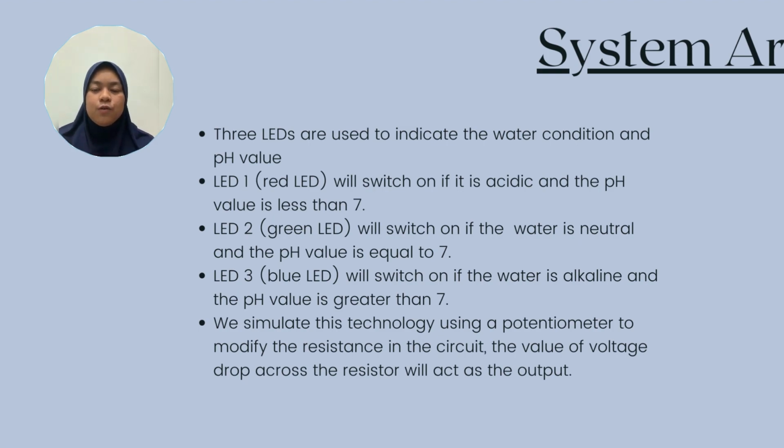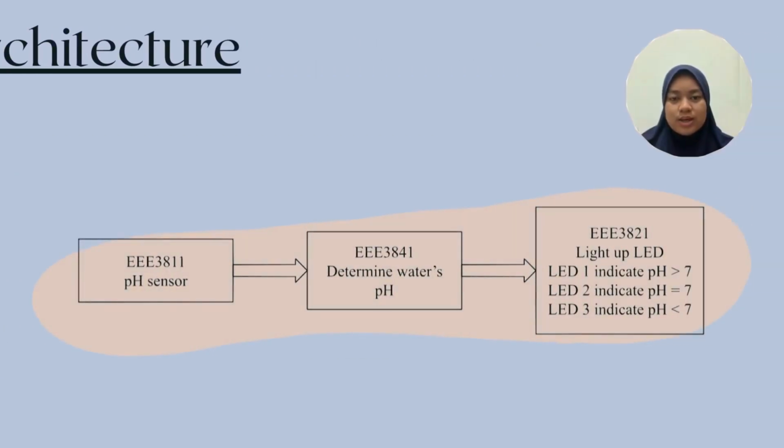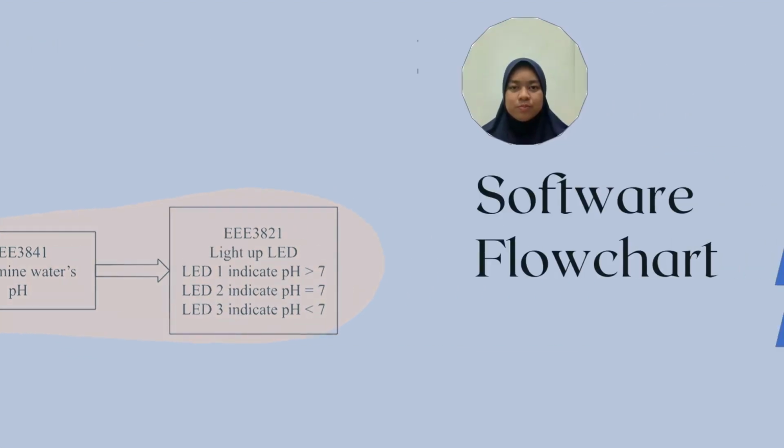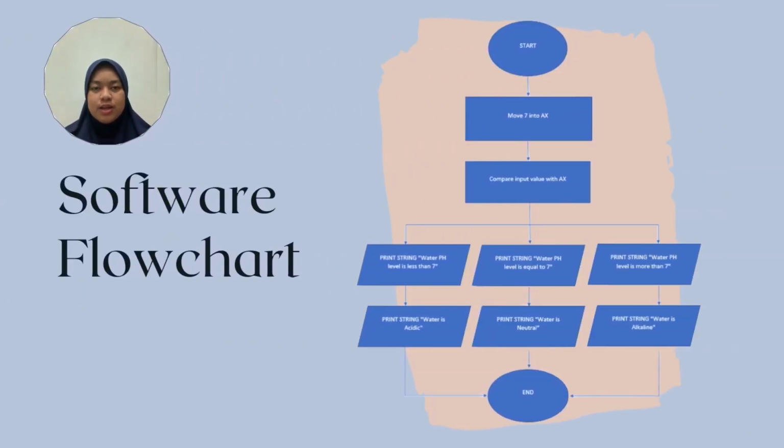For our project, we also use a potentiometer to modify the value of the resistor, in which the voltage drop across the resistor will act as the pH value of the water. Next, we can see the block diagram of our project consisting of 3 modules, including circuit analysis, microprocessor, and digital circuit. Moving on, I will explain the software flowchart of our project.